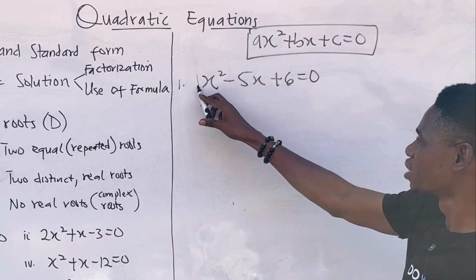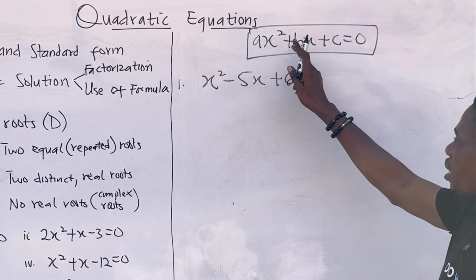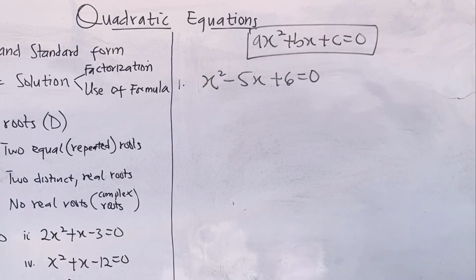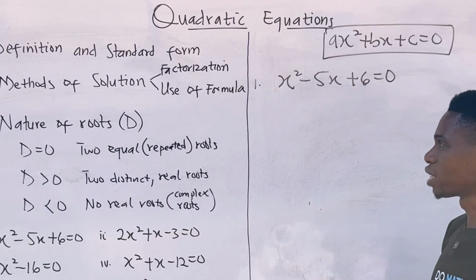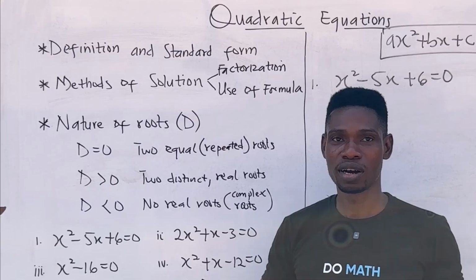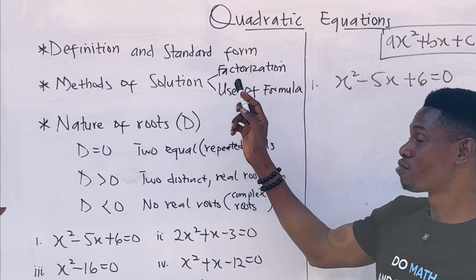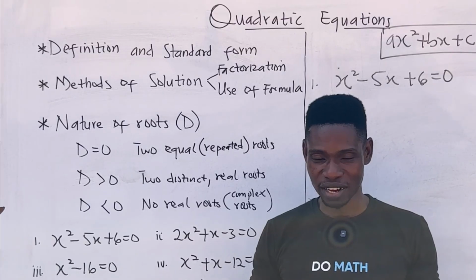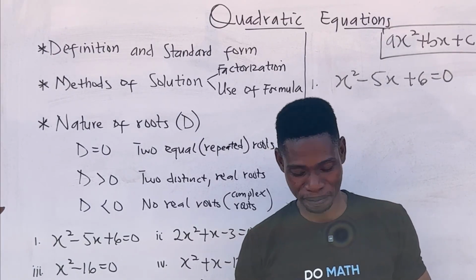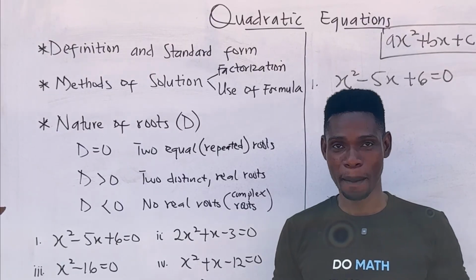Our a is 1, right? Which is not going to be written. So 1x squared minus 5x. So that's it. Now we want to look at methods of solution. Now, there are 4 main methods of solution. One is factorization. Another is completing the square. Another is use of formula. And then we have the graphical method.